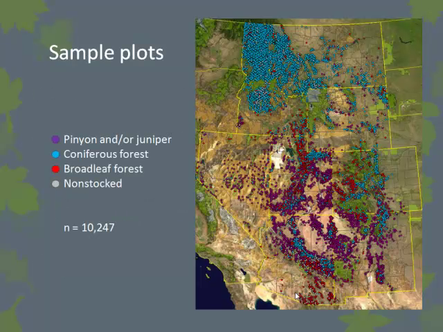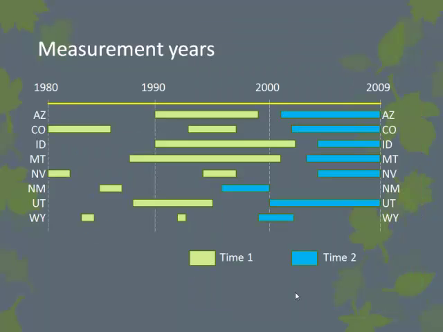This map just shows what was left when I restricted the data set to the plots that were measured at least twice. In purple, you can see the pinyon and juniper plots, coniferous forests in blue, broadleaf in red. And I had a pretty big sample size, over 10,000 plots included in this big scale comparison.